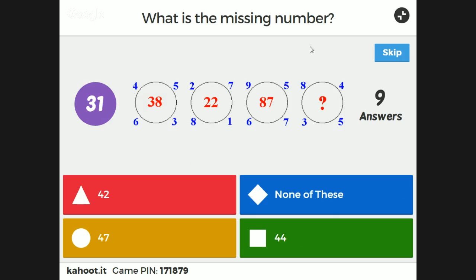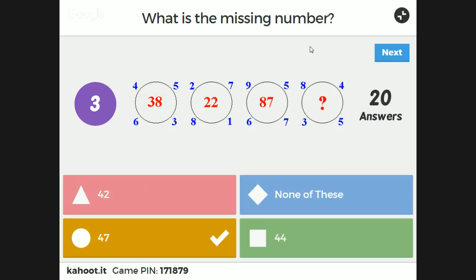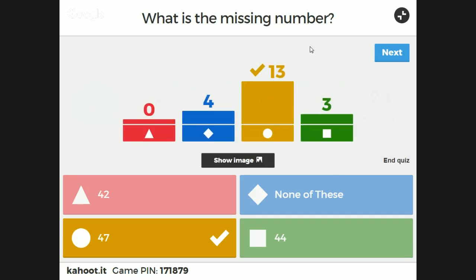All those tense looks of concentration. 5, 4, 3. Most of you got that. If I show you the image.